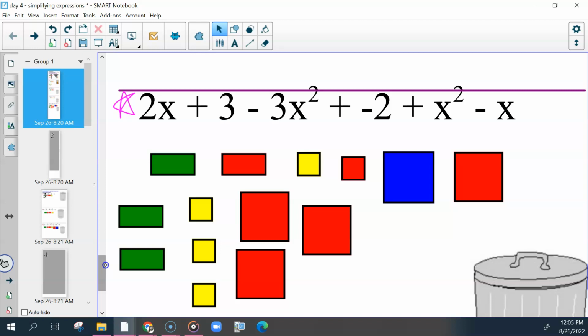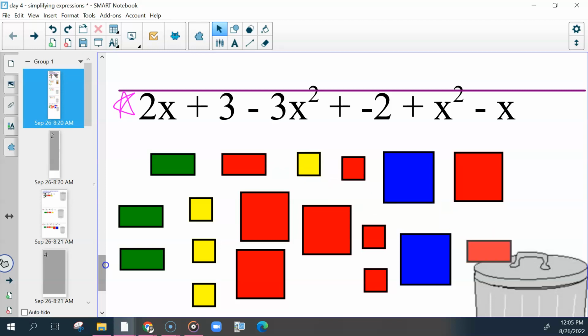How would we do that one? Or represent that one, Nature? 2 of the red small boxes. 2 of the red negative 1s. Positive x squared. Only 1. 1 of the blue, that's your positive x squared, and negative x. So 1 negative x. Negative 1, yeah.